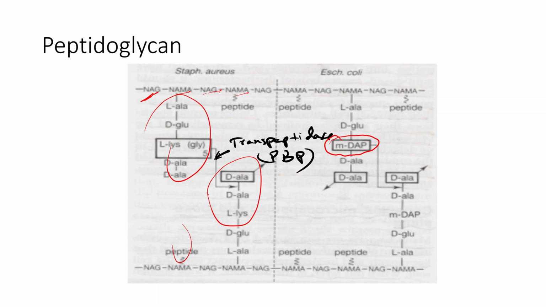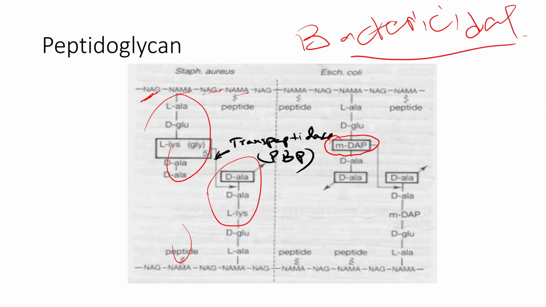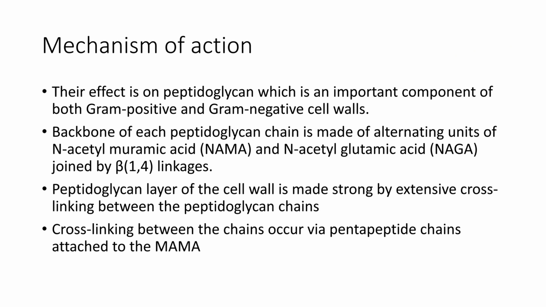So when the transpeptidase is inhibited, there is no cross-linking, the peptidoglycan layer is not strong, water will enter, and cells undergo lysis by osmosis. That is how the beta-lactam antibiotics work. Cells undergo lysis, so beta-lactam antibiotics are bactericidal. They kill the bacteria.